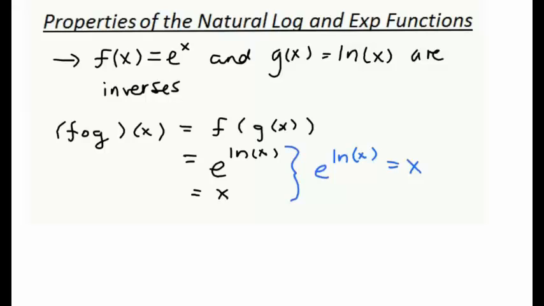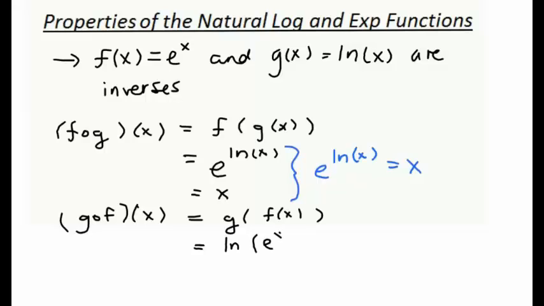And this leads us to our first inverse property, and that is e raised to the power of ln of x is equal to x. The second inverse property comes from doing the reverse composition, g composed with f, so in this case we're going to get ln of e to the x. And because these two functions we know are inverses of each other, this should give us a value of x. And so this gives us our second inverse property to be on the lookout for, and that is if we ever see ln of e to the x, this must be equal to x.